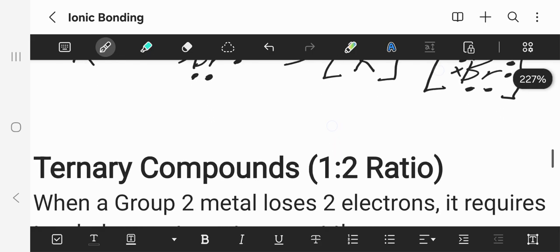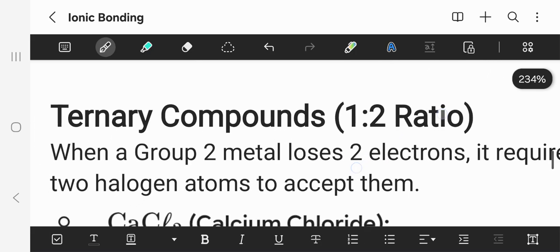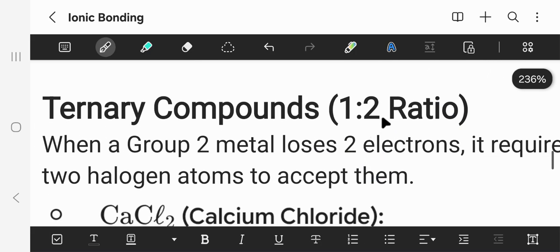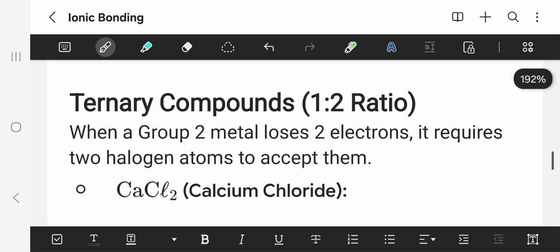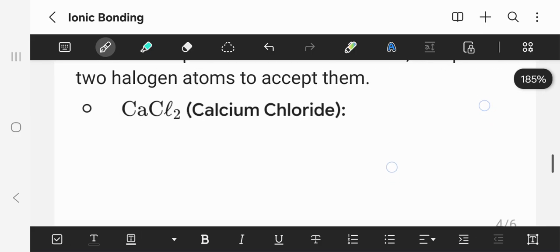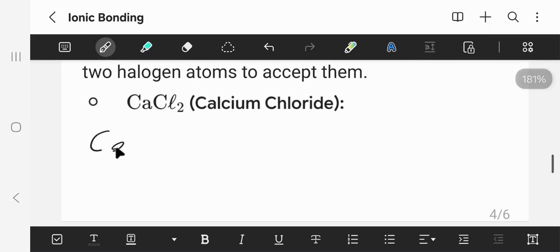Okay, let's go to the ones that are ternary compounds. A ratio of 2:1. That means here we have about 3 atoms. Okay, what happens here? Here we have group 2 metals which lose 2 electrons, and this would mean that the metal would require 2 halogen atoms to accept those electrons it's losing. For example, calcium, we know calcium is in group number 2, so it loses 2 electrons, right? And chlorine is in group number 7, it only needs 1 electron.